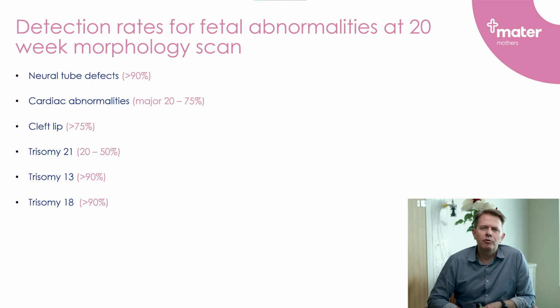What about the routine morphology scan? This has been the mainstay of screening for many years now, and it's usually performed at 20 weeks gestation. It's important that patients understand, and certainly in our department we inform them, that we do not have 100% detection of all abnormalities. For example, for cardiac abnormalities, it's around 20 to 75%. Neural tube defects, it's very good at more than 90% detection. Cleft lip and palate, more than 75% will be detected. Trisomy 21, only 20 to 50% detection, but it's very good for trisomies 13 and 18 with more than 90% detection.